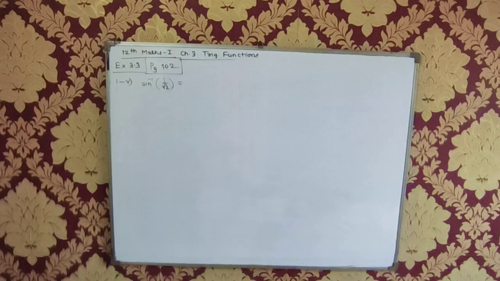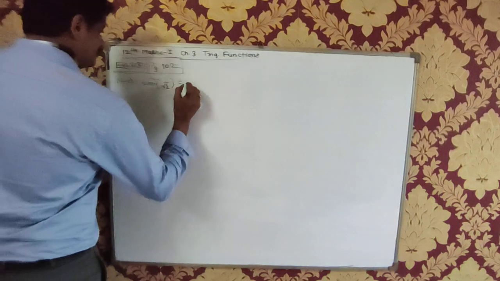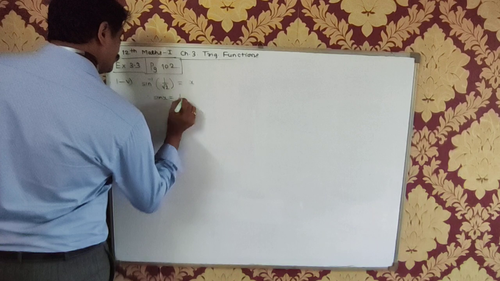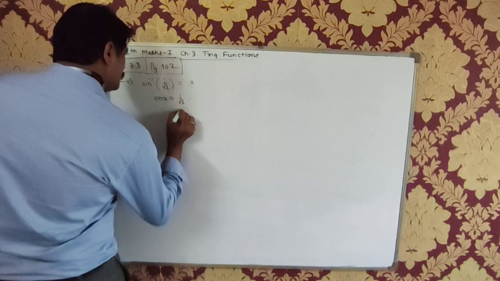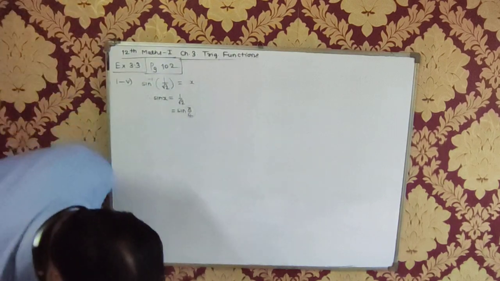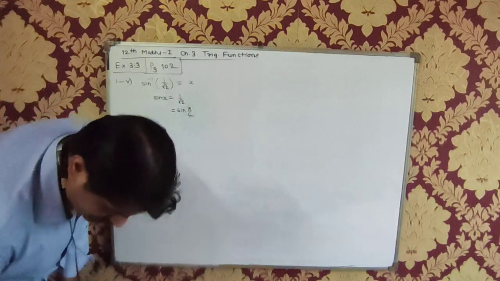Sin inverse of 1 upon root 2. I will say let this be equal to x. Therefore sin x is equal to 1 upon root 2. That is equal to sin of pi by 4. Now is this pi by 4 lying in the principal value branch of the sin inverse function?